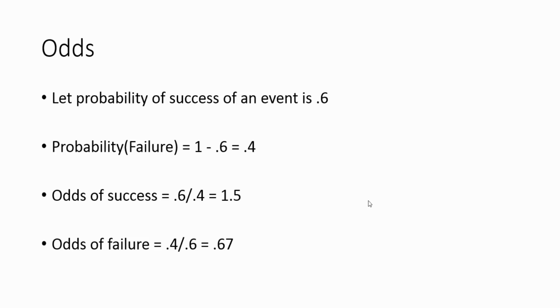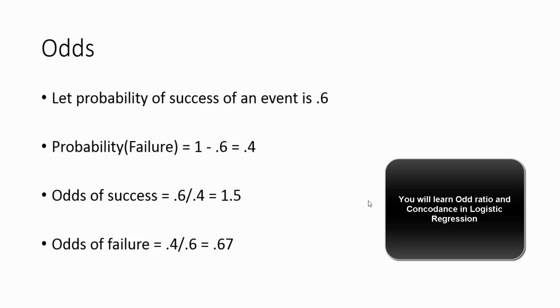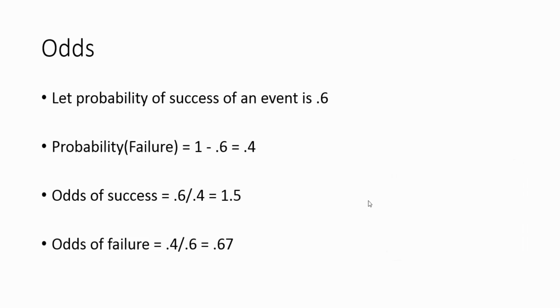Let's say that the probability of success of an event is 0.6. So what is the probability of failure? It's 1 minus 0.6, or 1 minus the probability of success, which is equal to 0.4. So we define odds of success as the probability of success divided by the probability of failure: 0.6 by 0.4 equals 1.5.